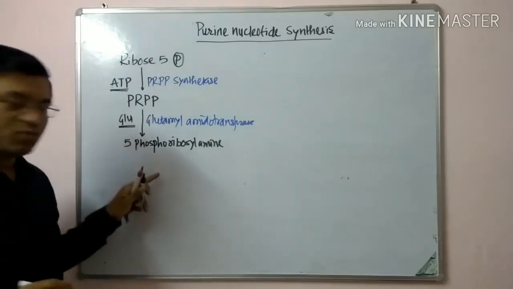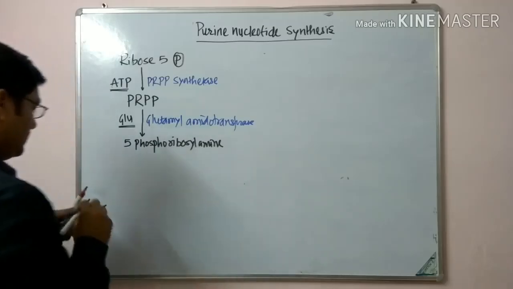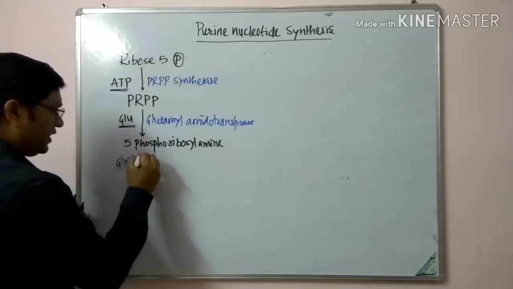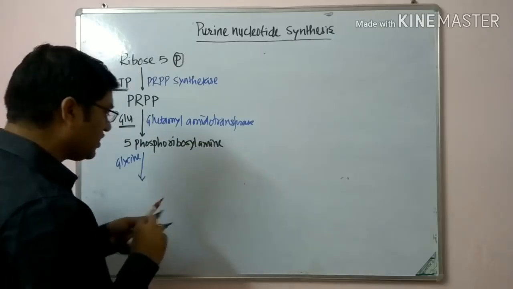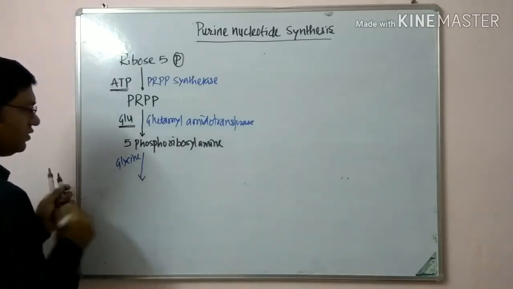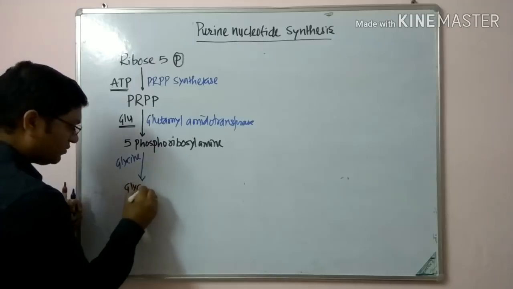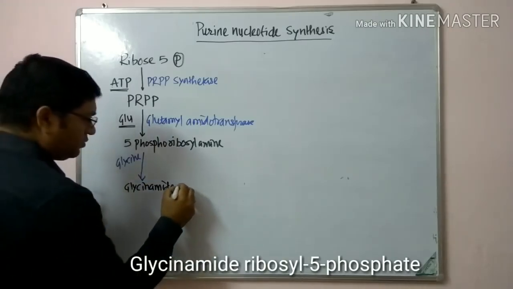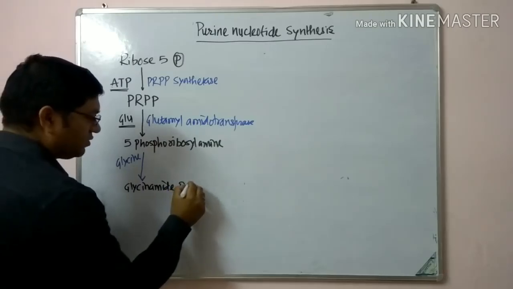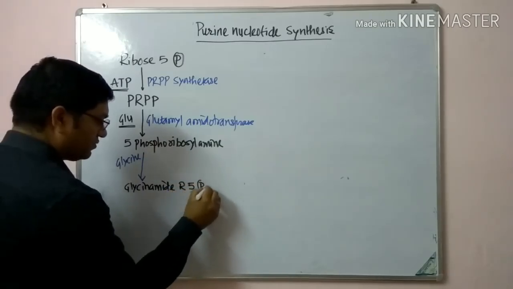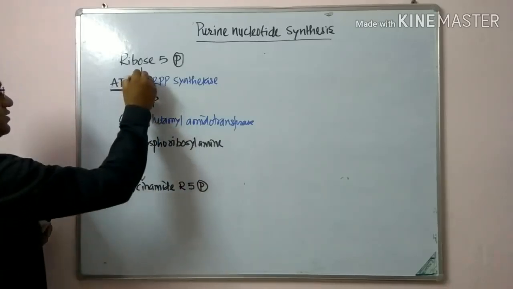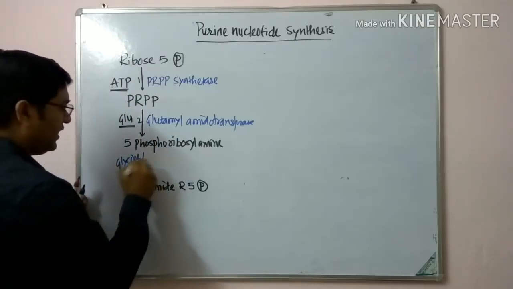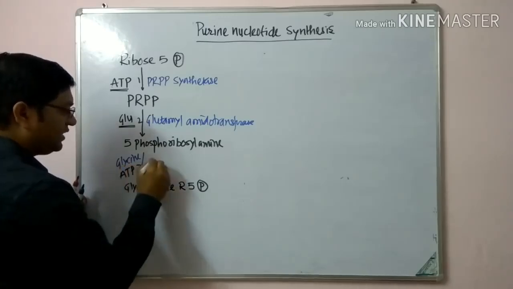Now to this 5-phosphoribosyl amine, glycine is added and converts the phosphoribosyl amine into glycinamide ribosyl 5-phosphate. So this is the first, second, third step. The third step requires ATP and it is a synthetase.